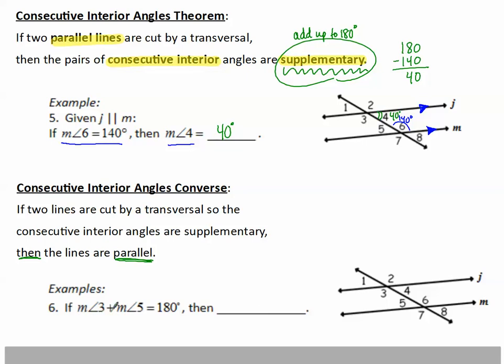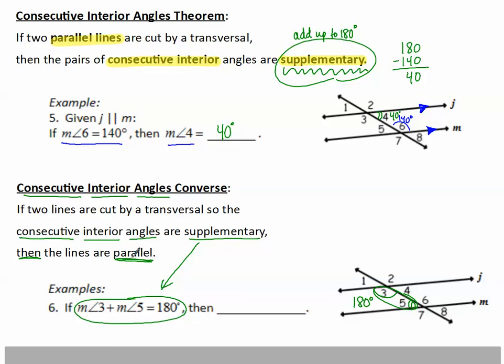The measure of angle 3 plus the measure of angle 5 equals 180. So here's angle 3, big obtuse angle. Here's angle 5, little acute angle. They add up to 180. So these two angles together make 180 degrees. What does that mean? Well, these two angles are consecutive interior angles. I see that these consecutive interior angles are supplementary. They said they add up to 180 degrees.